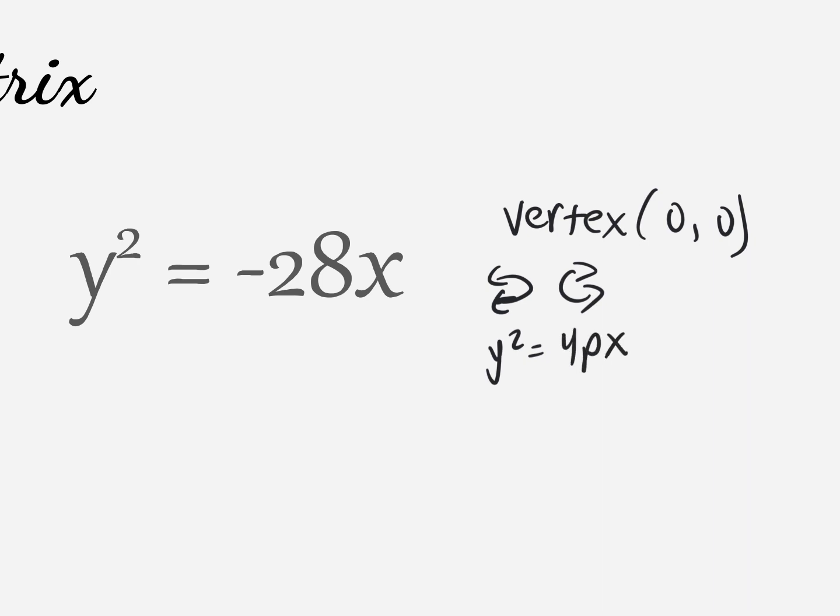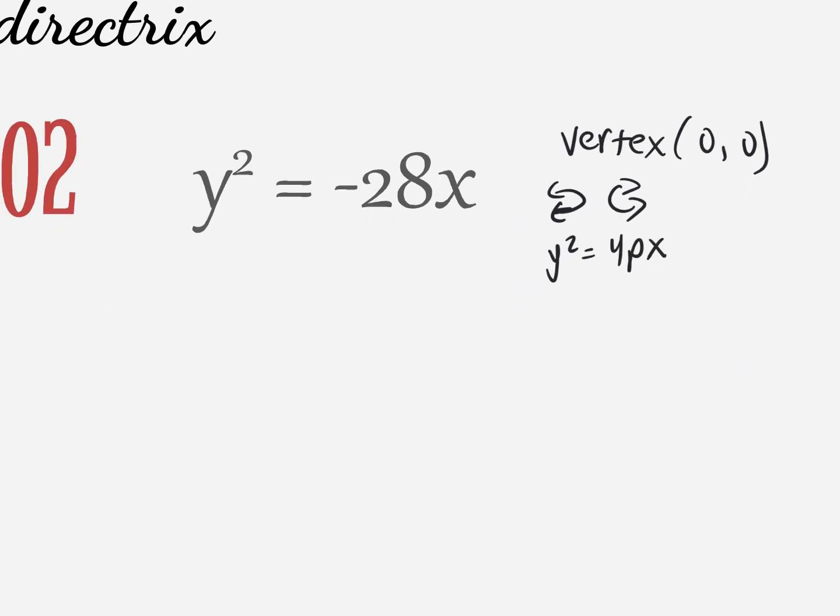4p, correct? Okay. Now we can go one step further. Here's my vertex. I can go one step further and say, which direction is this opening? Is it opening to the left or to the right? How do you know it's to the left? Awesome. Good job, guys.